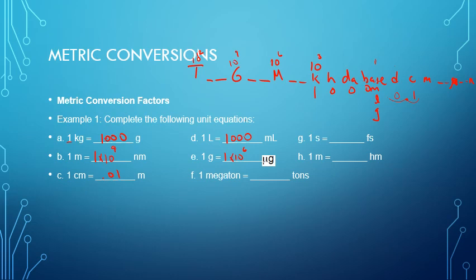For 1 megaton equals a ton. Again, a megaton is 10 to the 6th power. So I would have 1 times 10 to the 6th tons in that answer. Oh, I don't need to worry about that one. We didn't go to femto. So cross that one off.